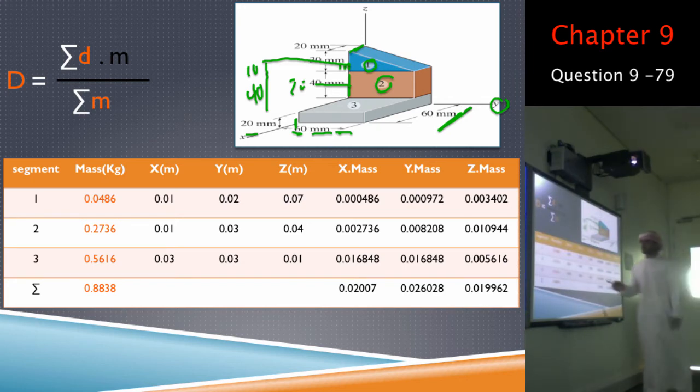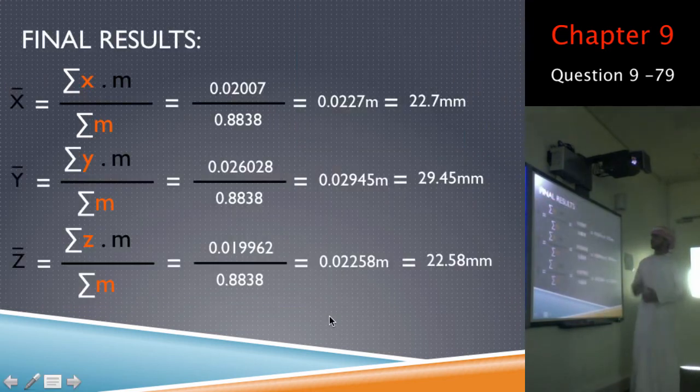And at the end, we will get the summation of the masses. We multiply each mass by its distance, x, y, and z, and we end up having these numbers. We also get the summation of each one for x, y, and z. Okay, so we can solve this equation. On the next slide, we will get the final results.